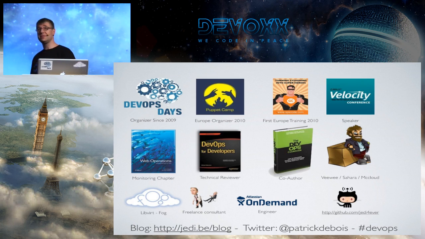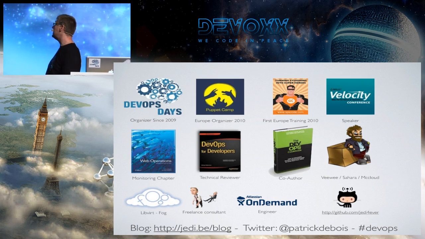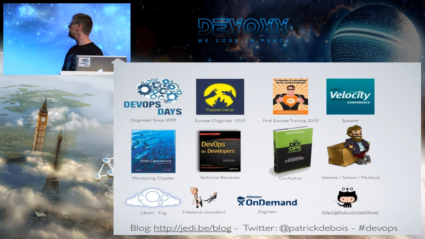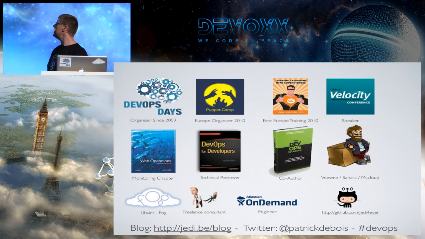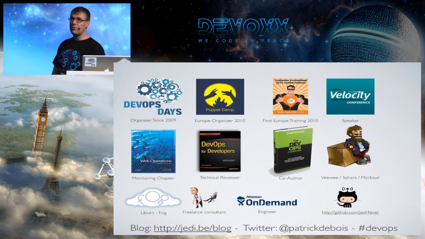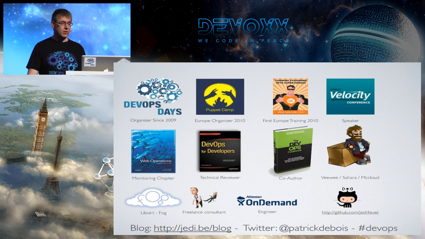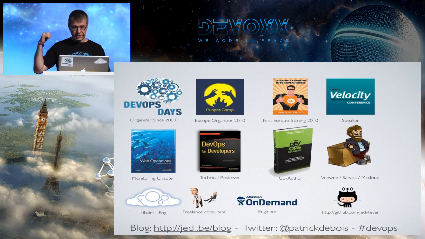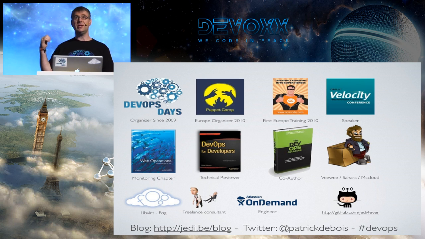A bit of my background, so you know why I'm speaking here. I'm mainly known because I organized the DevOps days, but I've been involved with the Puppet and Chef community very early, presented at Velocity, writing books and open source projects. That's what I love. I work at Atlassian on the on-demand SaaS platform, and you can find me pretty much everywhere in the community. So if you need to reach out to me, please do.